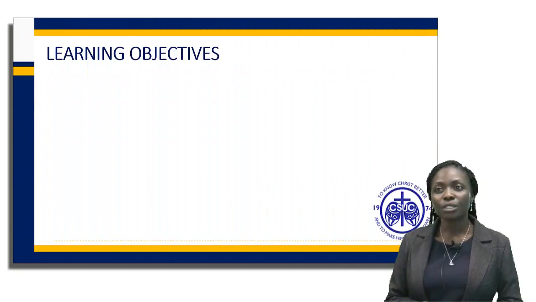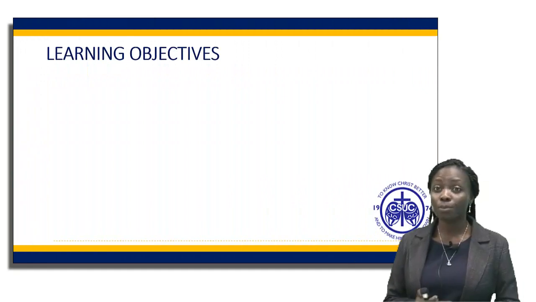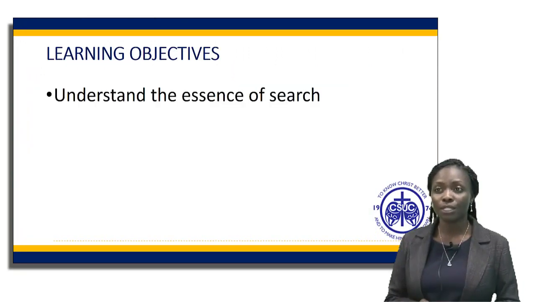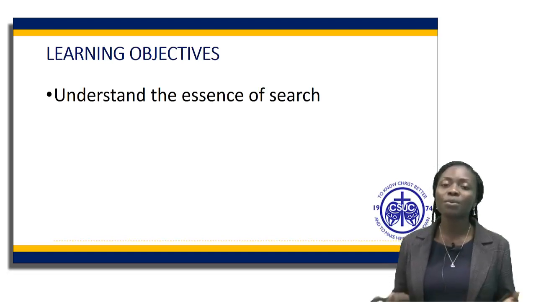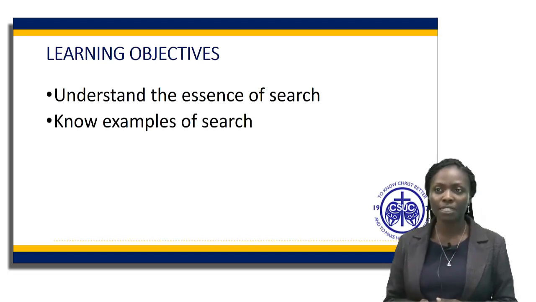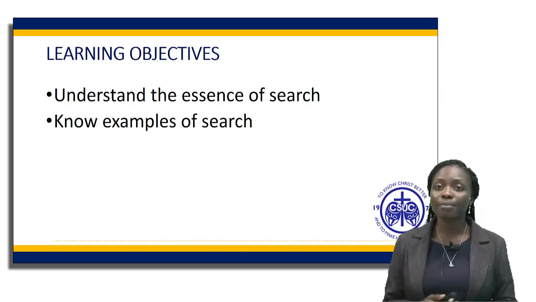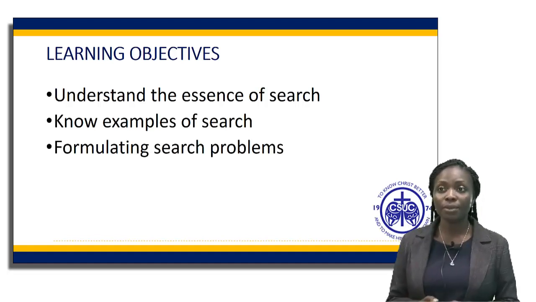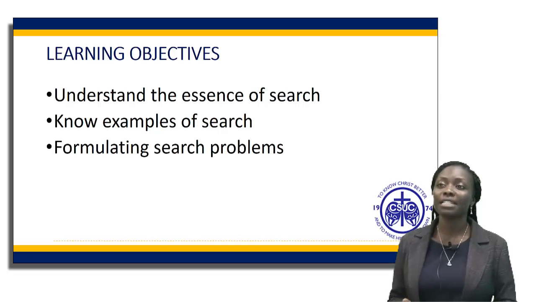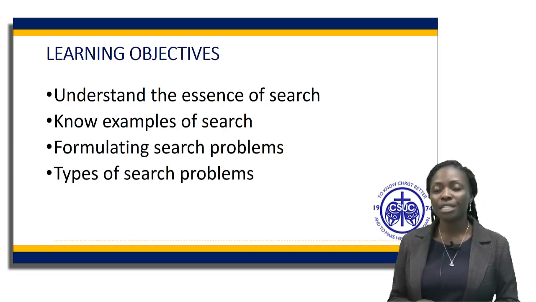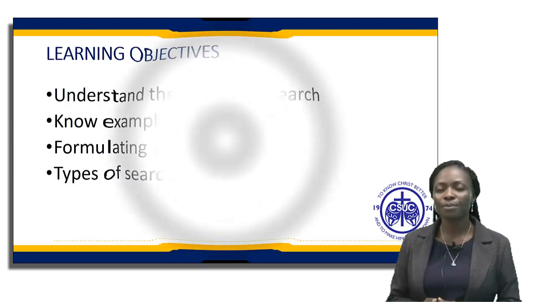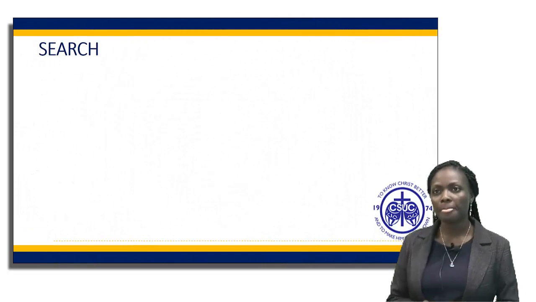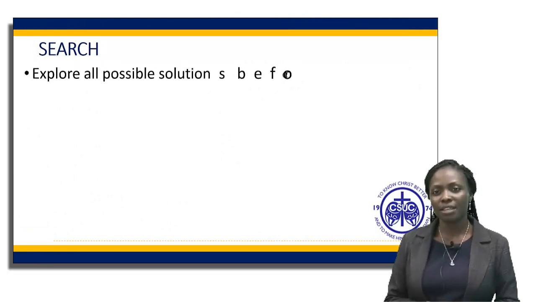We are going to have the following learning objectives for this particular course. One, we will try to understand the essence of search, why we need to do search in the first place. Then we will look at some examples of search and what they entail. We will know how to formulate search problems, and then we'll see different types of search problems that we can have.